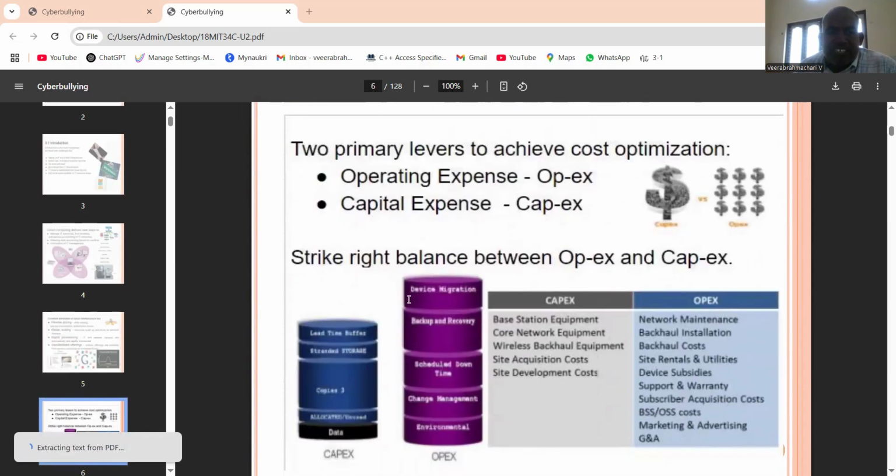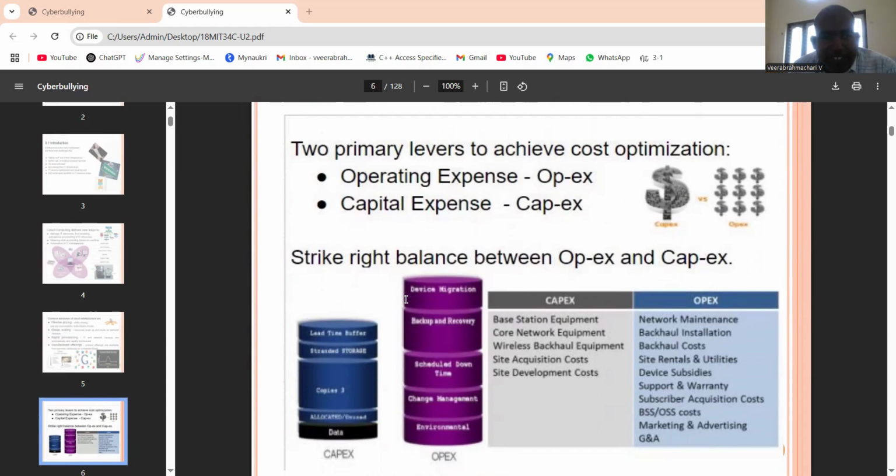Next, there are 2 primary levers to achieve cost optimization in cloud computing. First one is operating expense, meaning OPEX. Next one is capital expense, meaning CAPEX. These are the balance between operating expense and capital expense.